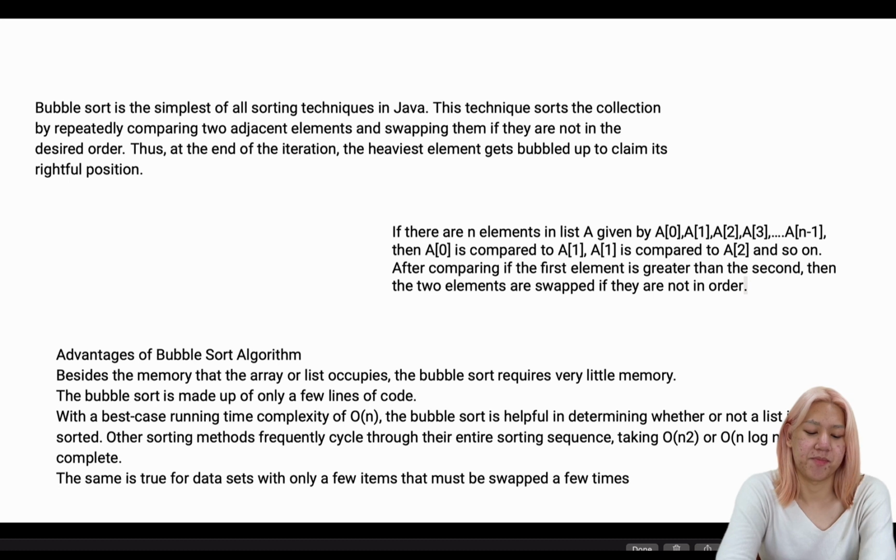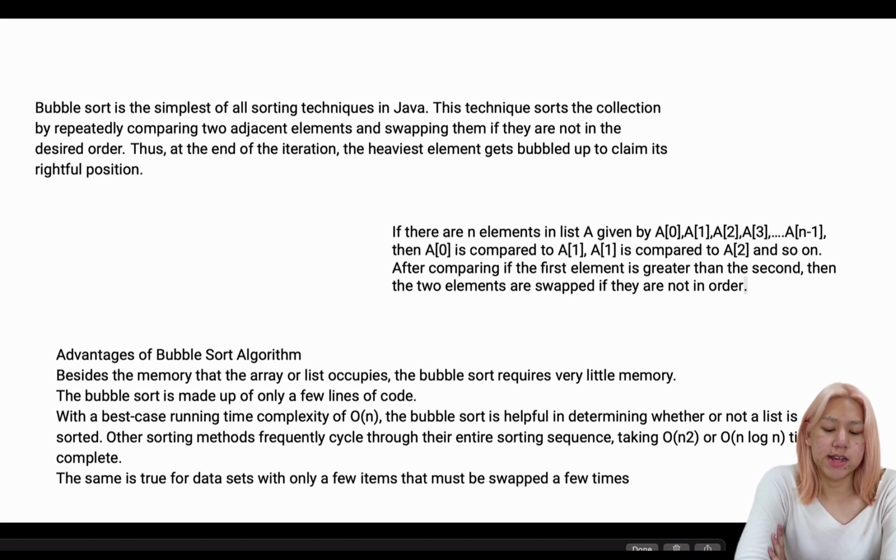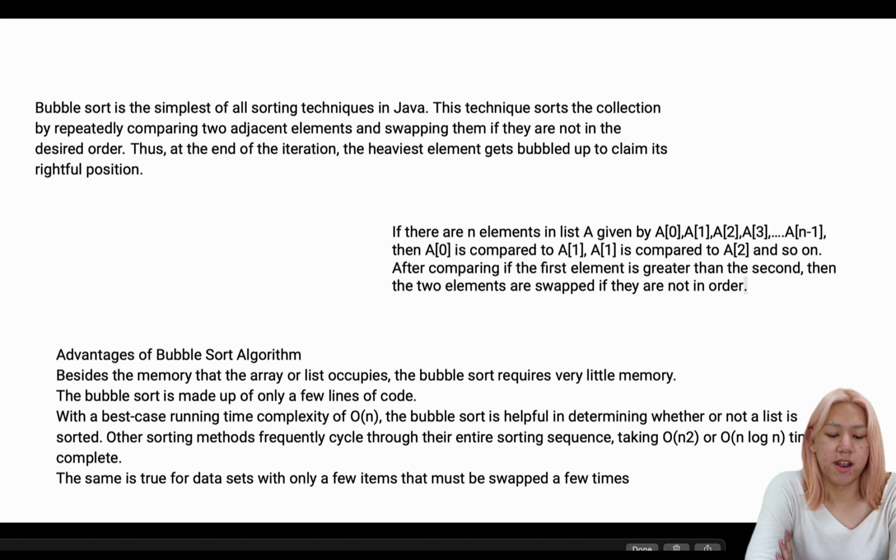If there are n elements in list A, given by array A index 0 until array index n minus 1, then array A index 0 is compared to array index 1, which is compared to array index 2, and so on. After comparing, if the first element is greater than the second, then the two elements are swapped if they are not in order.